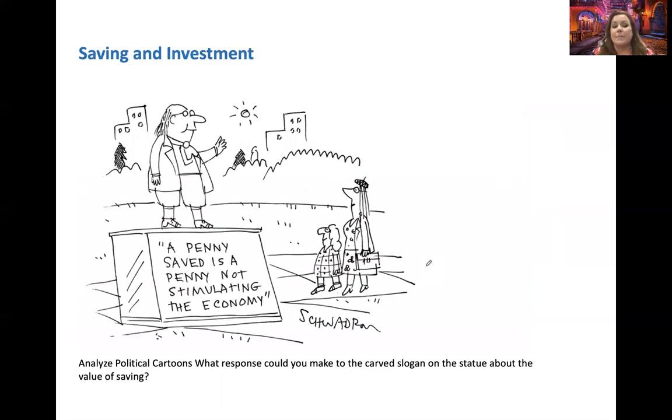Here, this says a penny saved is a penny not stimulating the economy. It comes from the old saying that a penny saved is a penny earned. And that's true. But a penny is going to do nothing in this day and age to stimulate the economy. Why? Because you can't buy anything with a penny. We need substantial savings invested for people to do capital deepening.